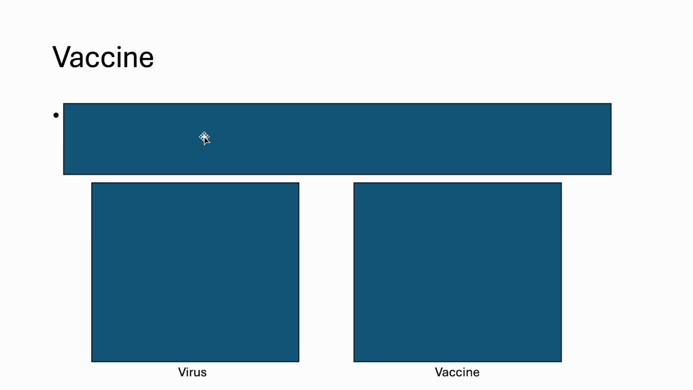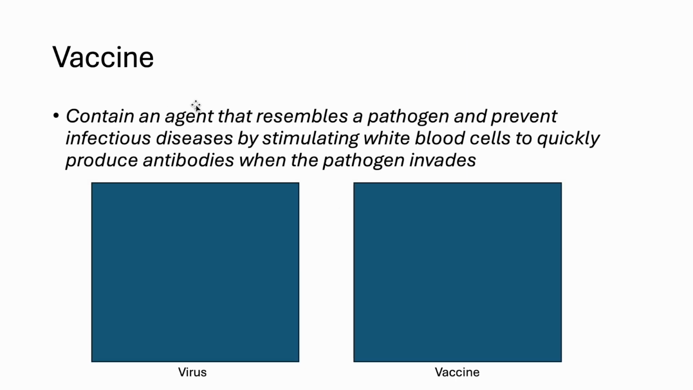Okay, so a lot of talk about vaccine. So what is a vaccine? How does it work? How is it created, right? So it contains an agent resembling a pathogen, stimulating white blood cells, the soldiers of your body, to produce antibodies when a pathogen invades. So an antibody is a little protein that blocks the landing gear of the pathogen, therefore they cannot land and they are marked for destruction.